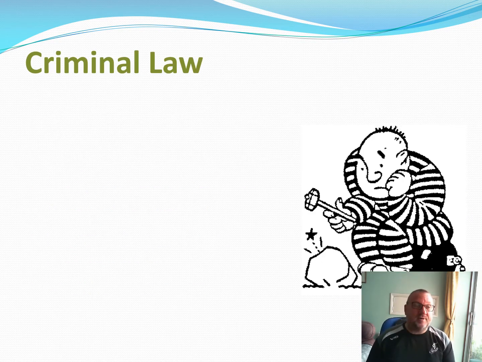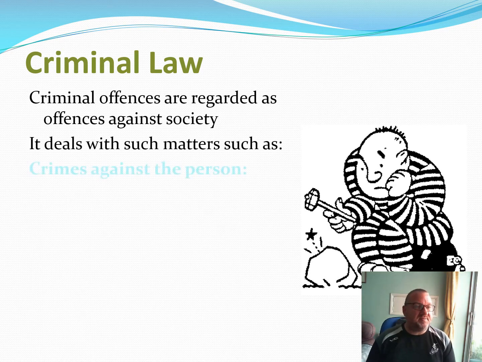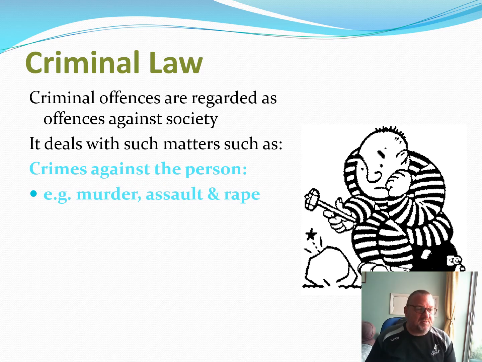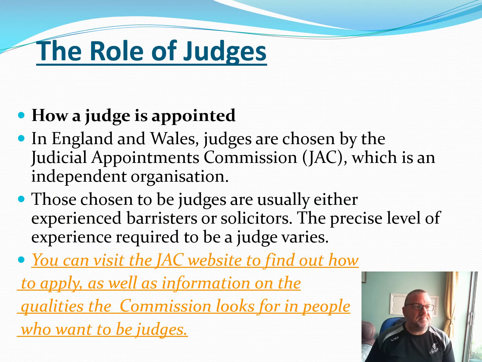Now, criminal law is much more straightforward. That's offences against society as a whole. So that's going to be stuff like crimes against the person, examples would be murder, assault and rape. Property crimes, which would be stuff like theft, burglary, fraud, and vandalism. And that's the different types of law.